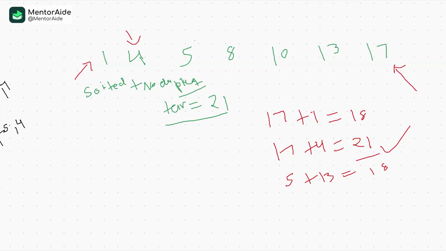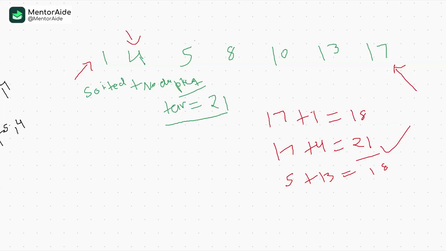Why? Because 18 is smaller than 21. And if we want to get a higher sum, what should we do? We should increment our left pointer. Because by incrementing the left pointer we already get the next value: after 4 comes 5, since the array is already sorted. That is why we always increment the left pointer.